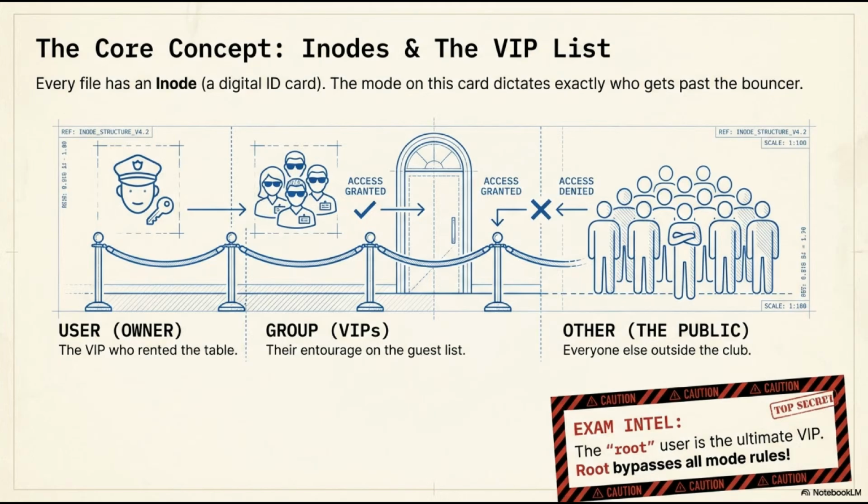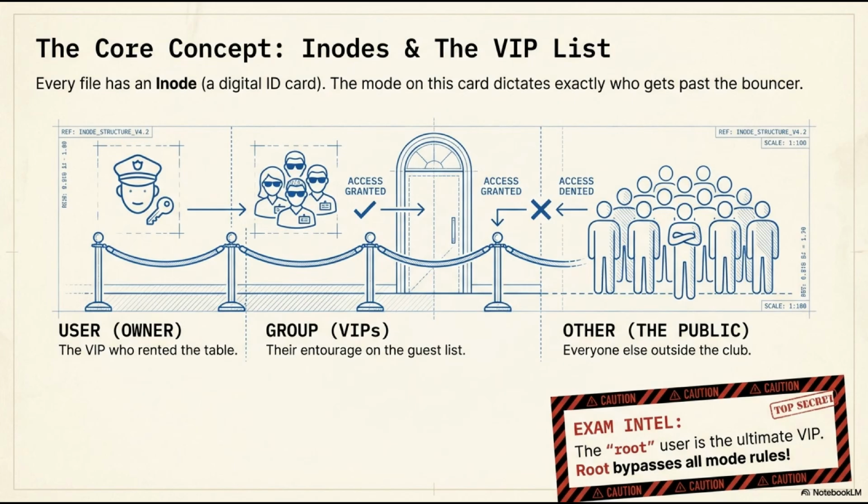Yeah, and critically for our purposes, the mode. The mode is the specific segment of the inode that dictates access permissions. And the slide breaks this mode down into 3 distinct access categories: user, group, and other. Let's use the VIP club bouncer analogy from the slide to wrap our heads around this. It's a great analogy. So the user owner is the VIP who actually rented the table at the club. They have ultimate control over their space.